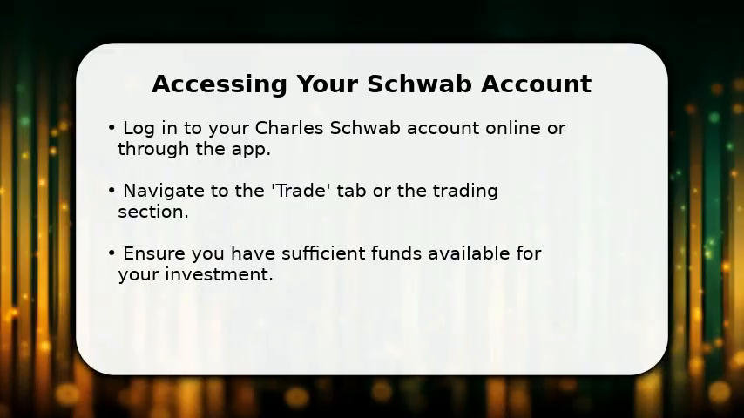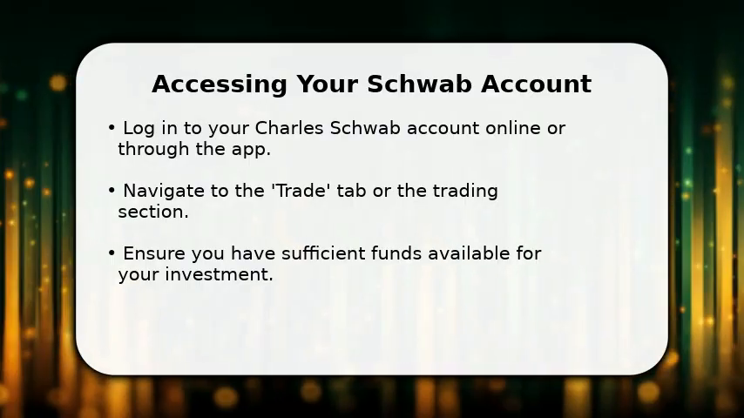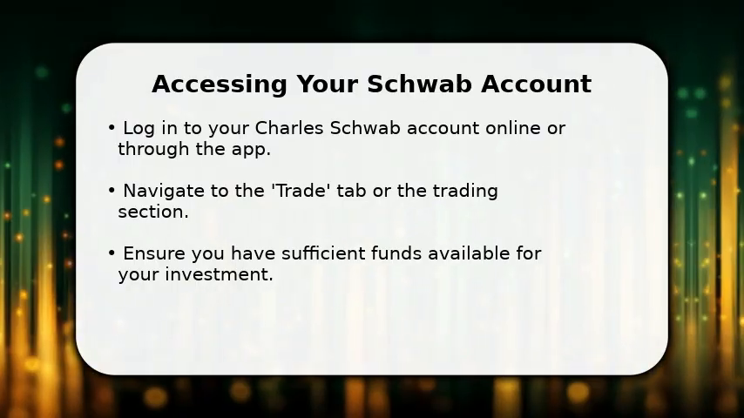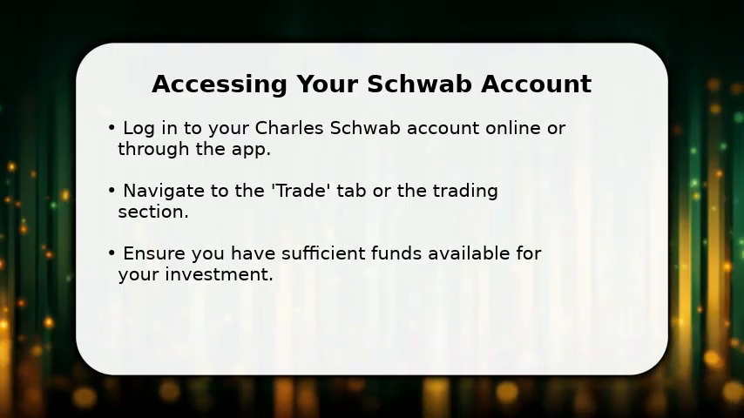Enjoy the video. In this video, I will explain how to buy VOO. First, you'll need to log into your Charles Schwab account. Once you're in, look for the Trade tab, usually found in the main navigation.